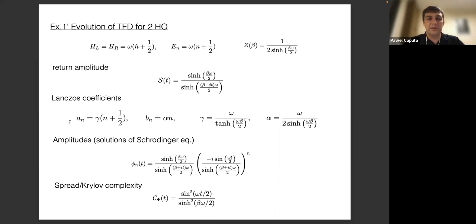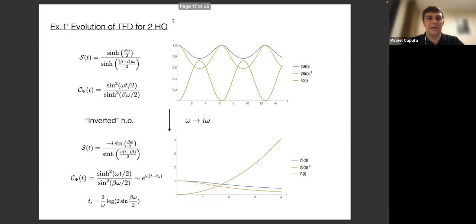And then, given these coefficients, you can just plug this into the Schrödinger equation and solve for these amplitudes. They are very simple. They have this form, and you can compute this spread or Krylov complexity that actually is periodic like this. So it becomes sine squared of omega t over 2. So it seems like it gives a reasonable answer, and you can plot it now here. In this plot, in blue, I'm plotting the norm of this return amplitude, so this is the 1 over sinh(beta omega/2). Then I'm plotting the spectral form factor, the absolute value of S(t) squared, which is this orange one here. And at the bottom, in green, I'm plotting this Krylov complexity. So you can see that it works in a reasonable way, as you would expect.